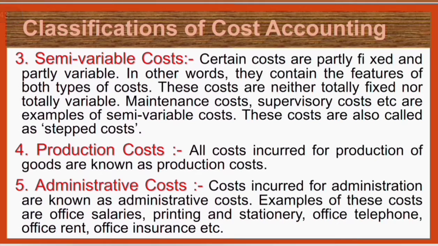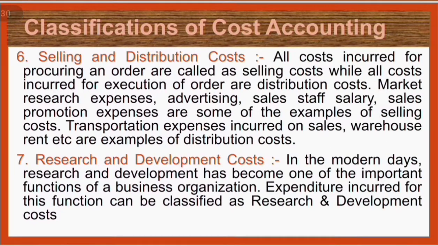Number 4. Production costs. All costs incurred for production of goods are known as production costs. Number 5. Administrative costs. Costs incurred for administration are known as administrative costs. Examples of these costs are office salaries, printing and stationery, office telephone, office rent, office insurance, etc. Classification of cost accounting. Number 6.